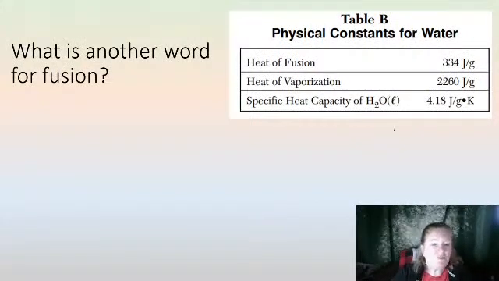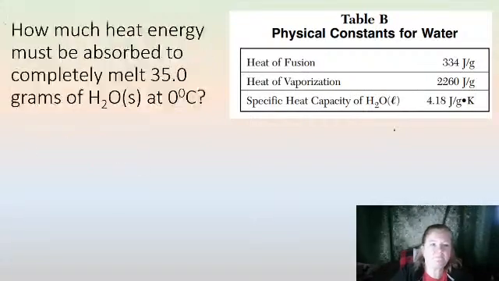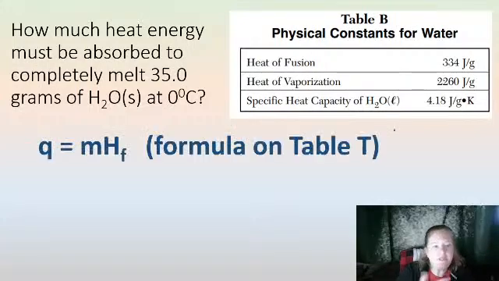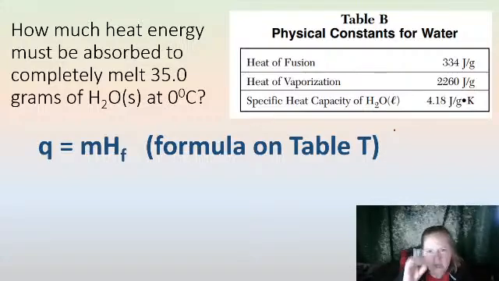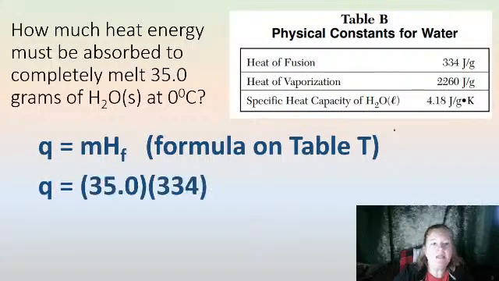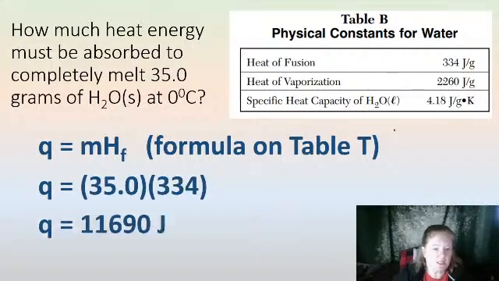So some things that you should know to be able to use table B as well. Another word for fusion is melting. To do a formula calculation like this, how much heat energy must be absorbed to completely melt 35.0 grams of water solid, which is ice, at 0 degrees Celsius? Well, I would need the Q equals mHf formula. Why? Because it says melt. Melt is fusion. And then I just plug the numbers in and get the answer.